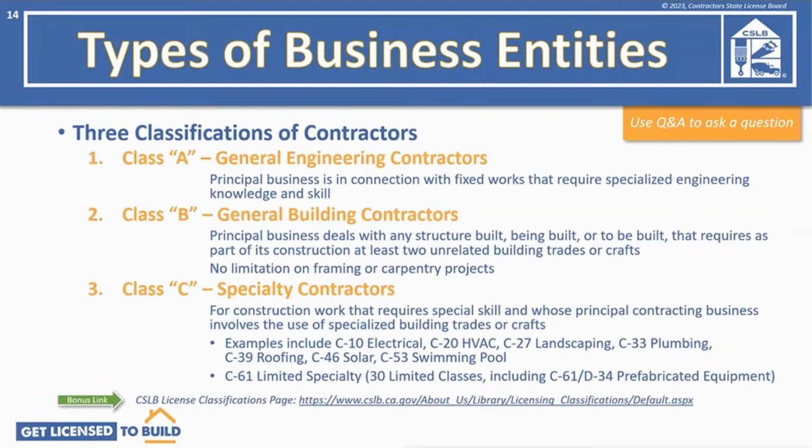Now let's talk about license classifications. A contractor's license can include multiple classifications, although you must select one when filing your application. While there are more than 40 license classifications in California, they all fall under the 3 distinct categories.